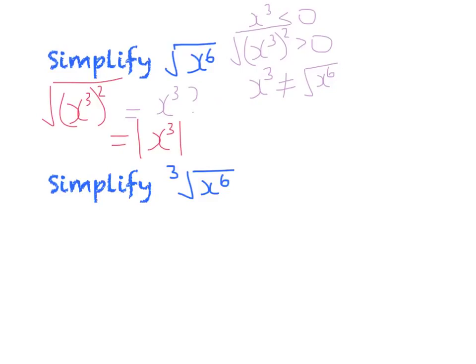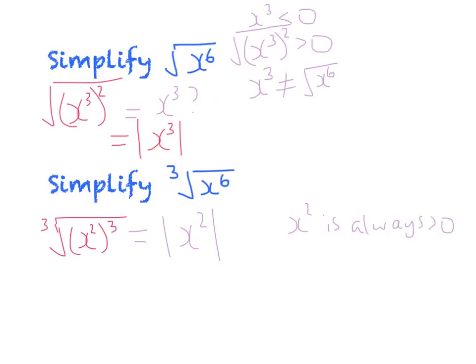What if instead we want to simplify the cube root of x to the sixth? So you might want to try something similar to our last example. We can rewrite x to the sixth as x squared to the third. And now here you might want to say, oh, well, I can just take the absolute value of x squared, and that'll be the answer. But if we think about this critically, we know that no matter what x is, x squared is always positive. So taking the absolute value of x squared is essentially the same thing as just saying x squared.